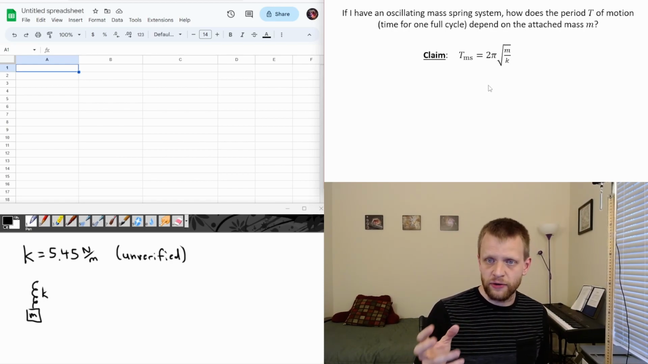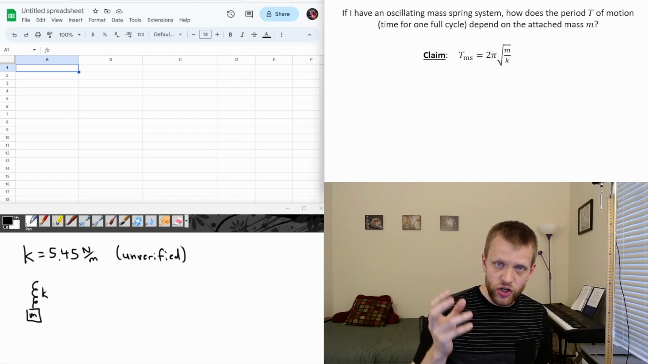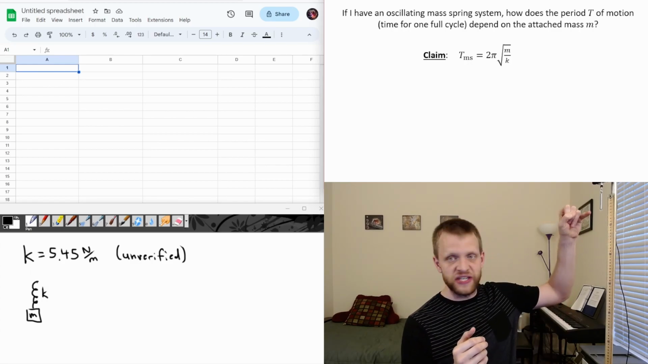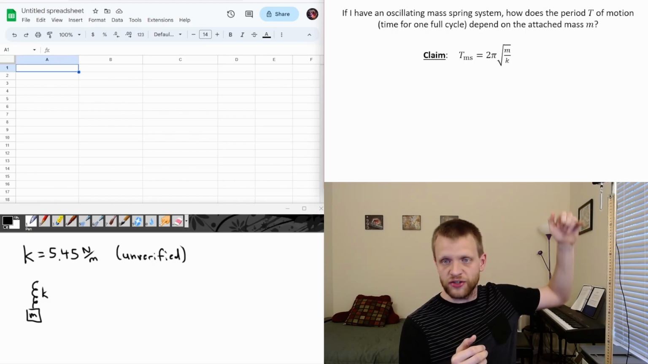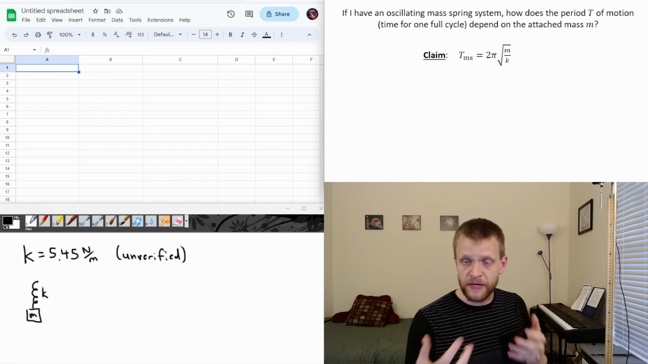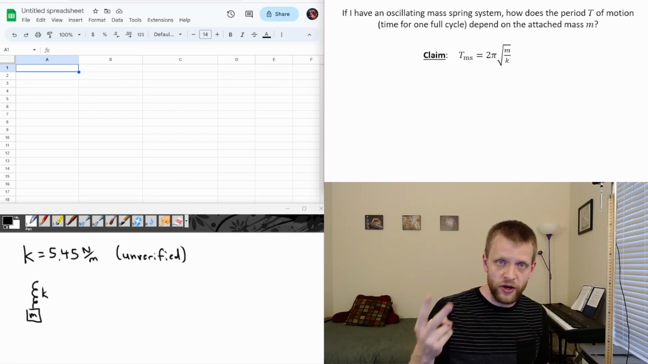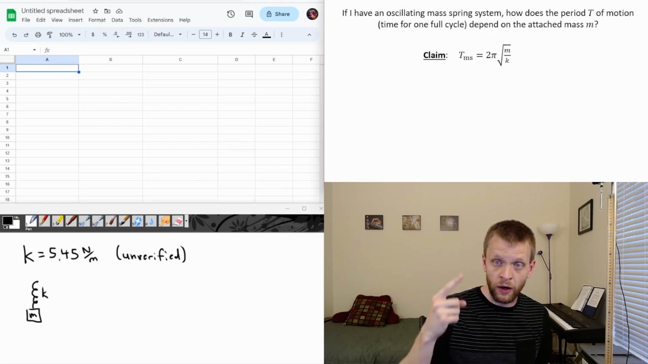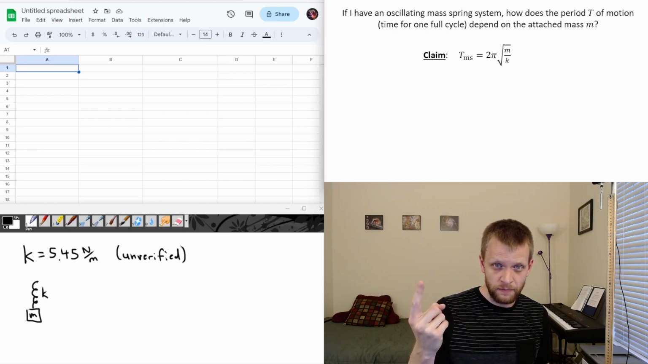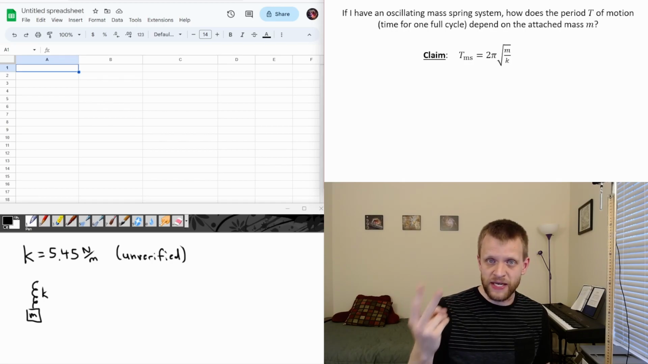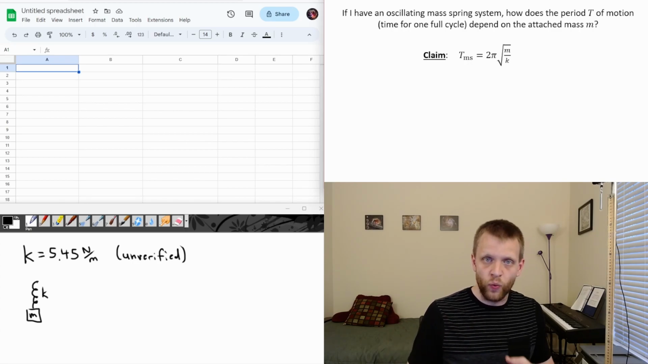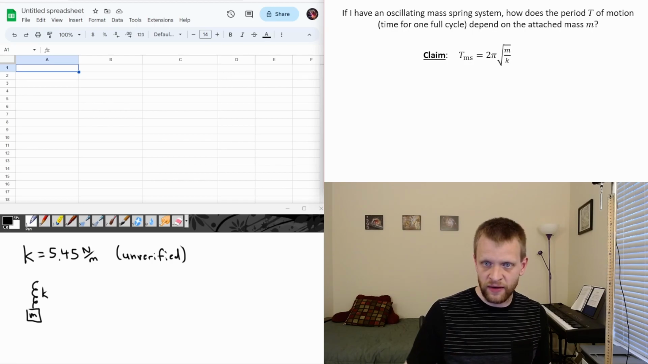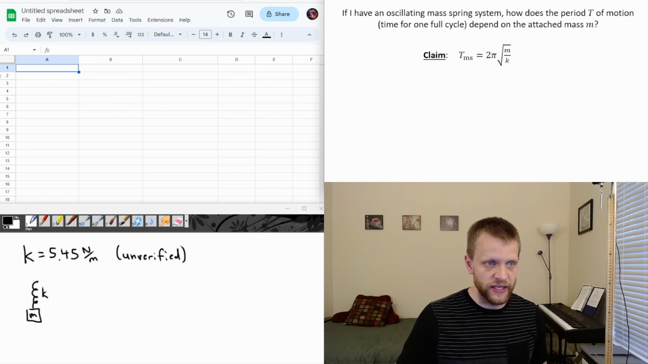So the idea here is I can set up a new experiment where I attach different masses to this mass spring system. I set it into oscillation and measure the period of motion. My two variables that I'm going to be measuring are, I can pick which mass I'm using. That's going to be my independent variable. And I can measure what is the period of this mass spring system. That's going to be my dependent variable. And again, we're going to try to look for patterns in this data and compare those patterns against this claim.